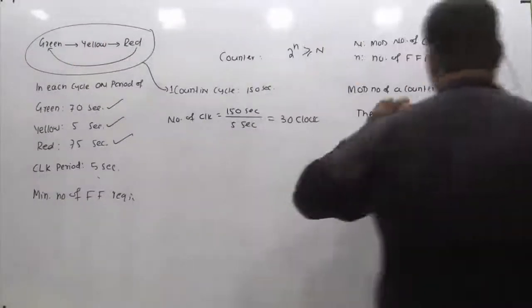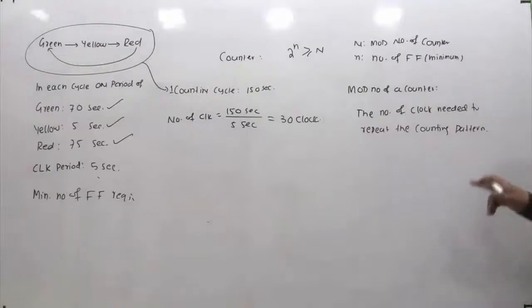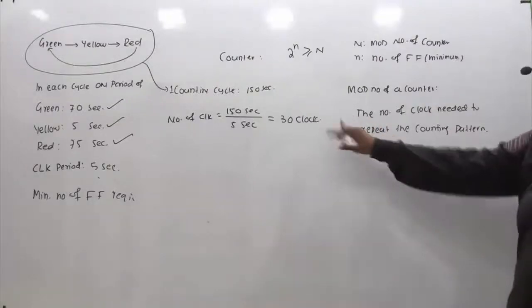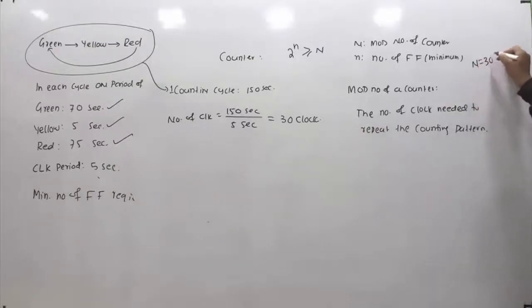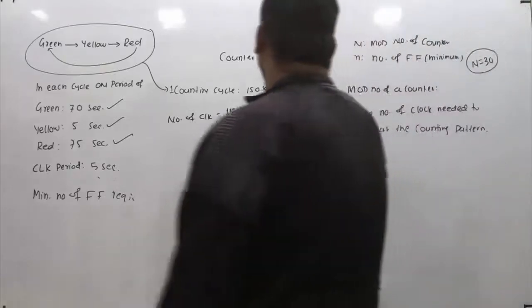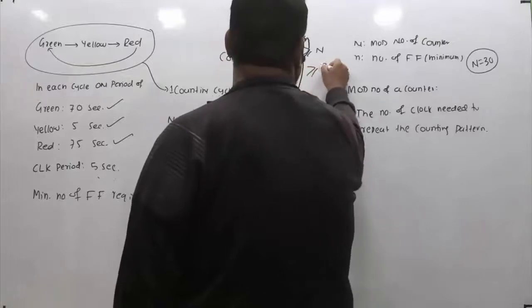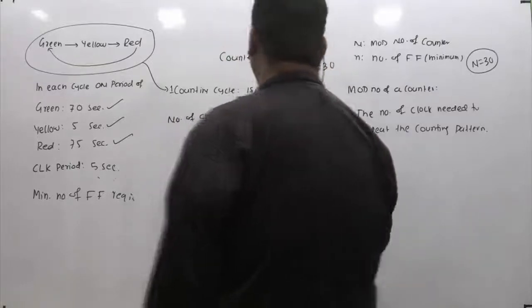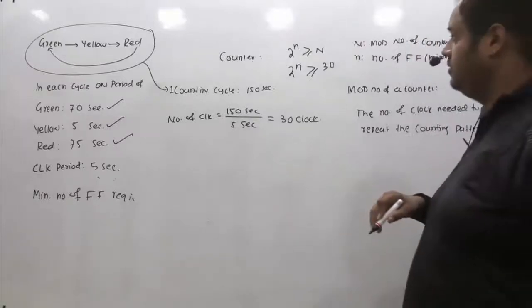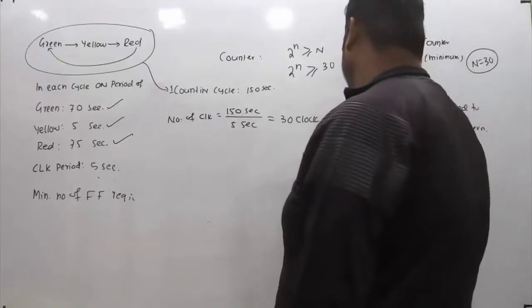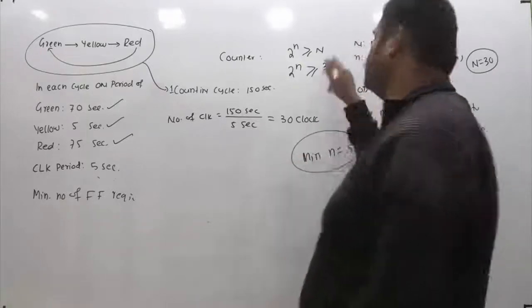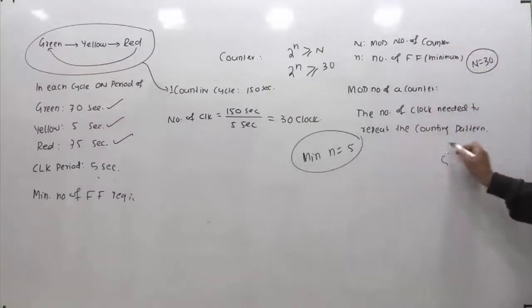We have defined the mod number of a counter as the number of clocks needed to repeat the counting pattern. That number is 30, so in this particular question the mod number equals 30. Substituting in the equation, 2 raised to the power n is greater than or equal to 30. What is the minimum n that satisfies this? For n equals 4 it is 16, and for n equals 5 it is 32. So the minimum n needed is 5, and hence I need 5 flip-flops to implement this finite state machine.